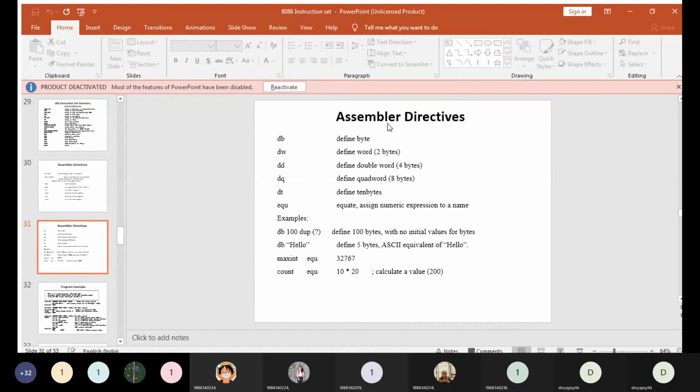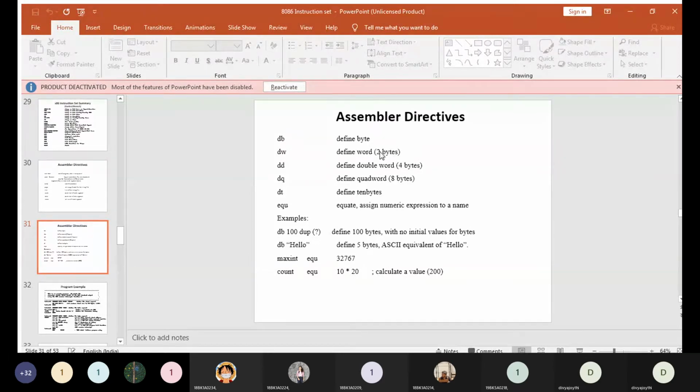In a similar way, if the assembler finds DW, what does it indicate? The assembler will tell the processor that there is a number, or some character, or some information which requires a space of a word.